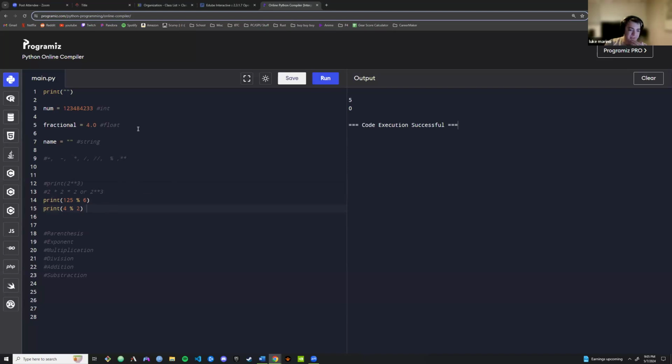Modular division isn't really used too much. You'll find that it's very efficient in certain situations, but I wouldn't worry about it too much here. We do need to know this though, that's for sure. So I just hope this makes sense here.